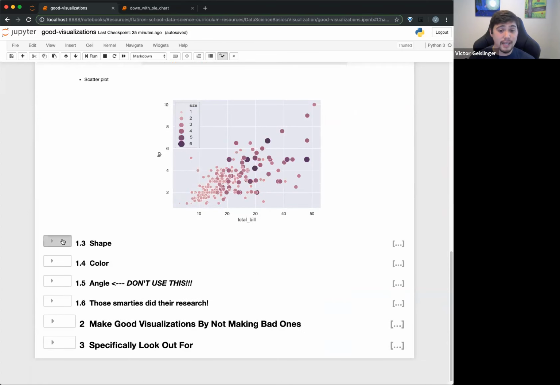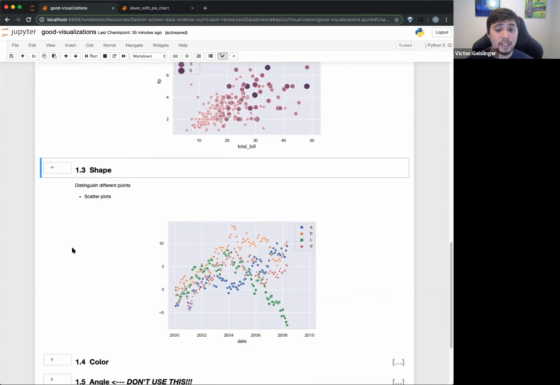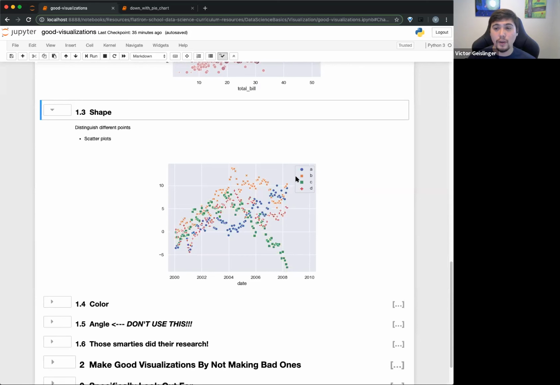Next one is shape. Shape can help distinguish different points. Usually we talk about this in scatter plots. Now, be very careful with shapes. One thing you want to do is only represent categorical data with shapes. Sorry, I said quantitative, I don't know why. You want to represent categorical data with shapes because that actually gives it meaning. Be very careful. If you ever make a plot and think, man, there are a lot of shapes in this, realize that you might be using numerical data, okay?